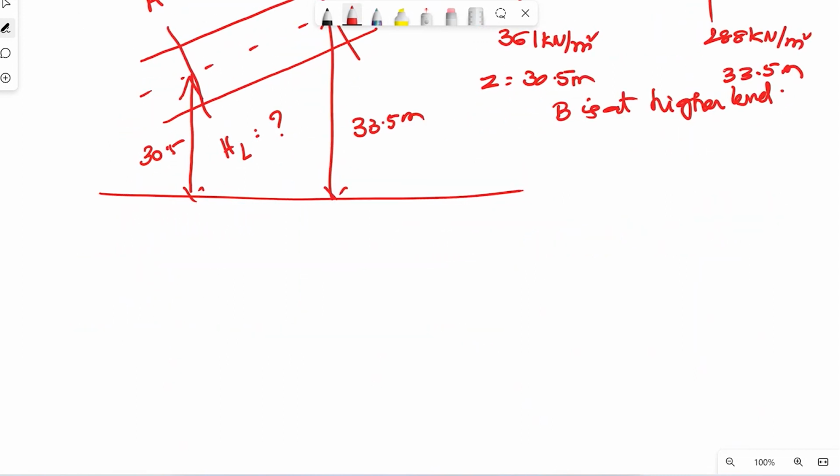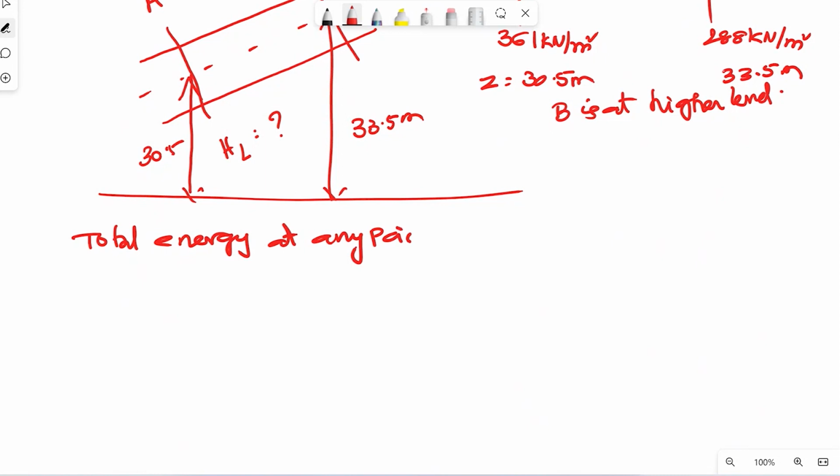So now what I will do: I calculate the total energy at A, I calculate the total energy at B, then I see which is higher and subtract the lower from the higher, and then I can say what the loss of head is. The total energy at any point is equal to P by gamma plus V squared by 2g plus Z. This is the general equation for total energy at any point.